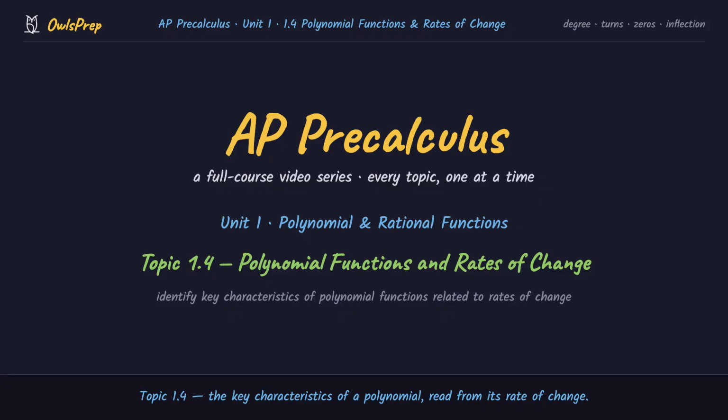The objective for this topic is one sentence. Identify key characteristics of polynomial functions related to rates of change. So that's exactly what we'll go through. What a polynomial is and the three names attached to it. Where the graph turns, which of those turns is the biggest, what two zeros force to happen in between, what an even degree guarantees, and where the curve changes the way it bends.